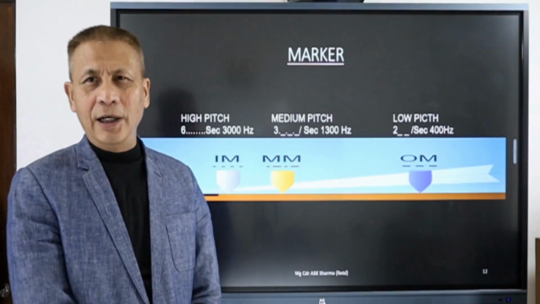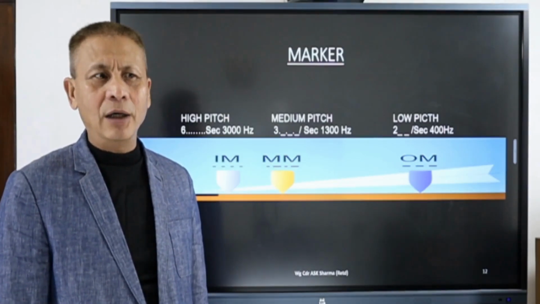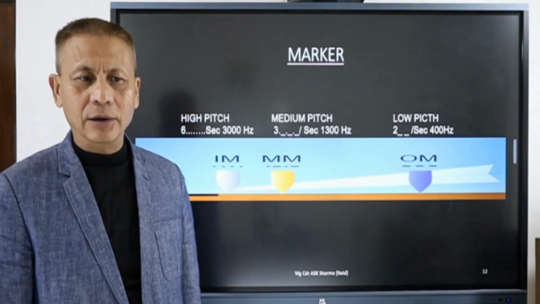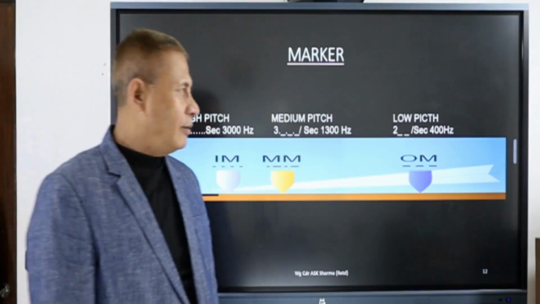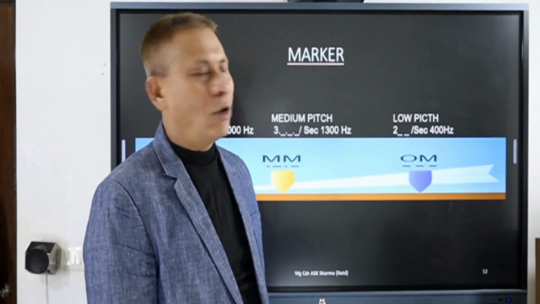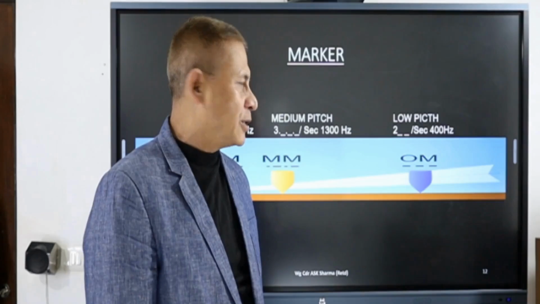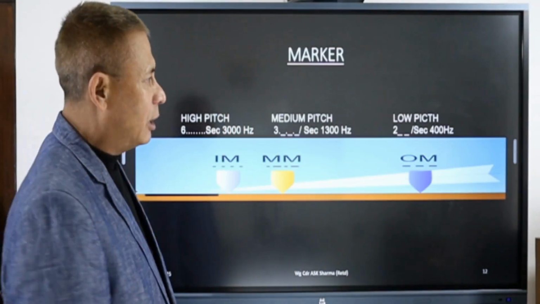As I told you earlier, whenever you fly over the outer marker, you will have a series of blue lights flashing inside the aircraft indication. Along with that, you will be able to hear a low-pitch series of dashes, which is transmitted at 2 dashes per second at a 400 Hz tone.